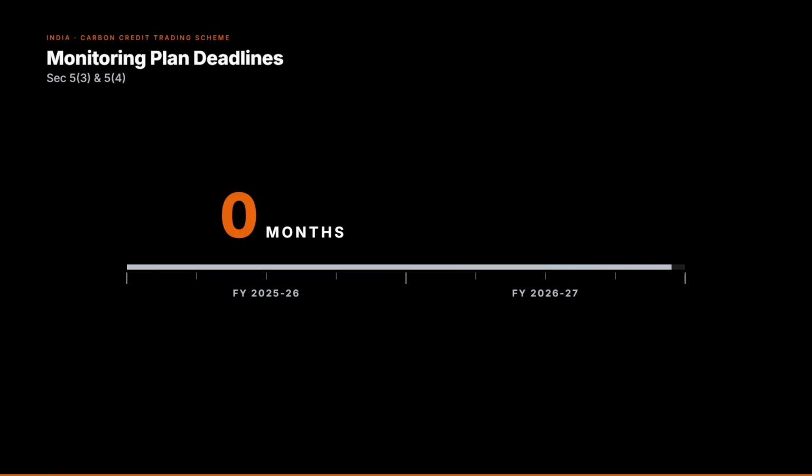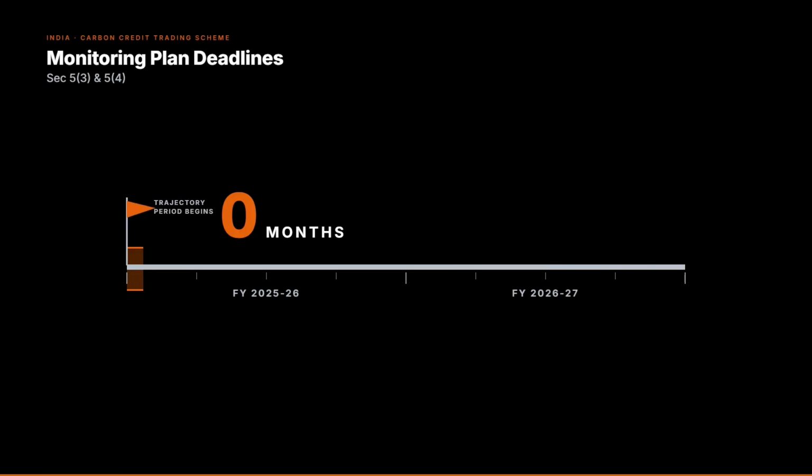If your plant is an obligated entity under India's new carbon credit trading scheme, then there is one document that ensures your compliance goes smoothly, and it is not your emissions report. It is the monitoring plan. Your GHG emissions report can only include what this plan says you will measure and how you will measure it. And the deadline is hard.